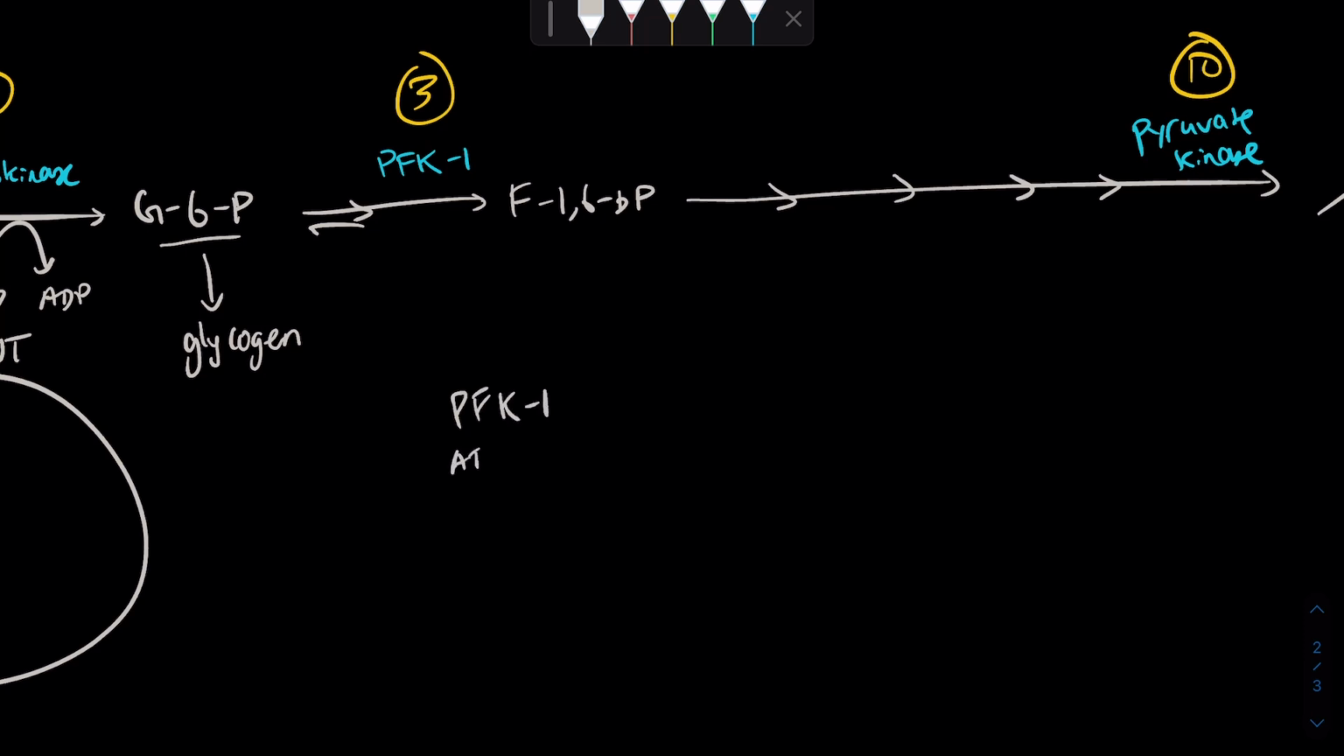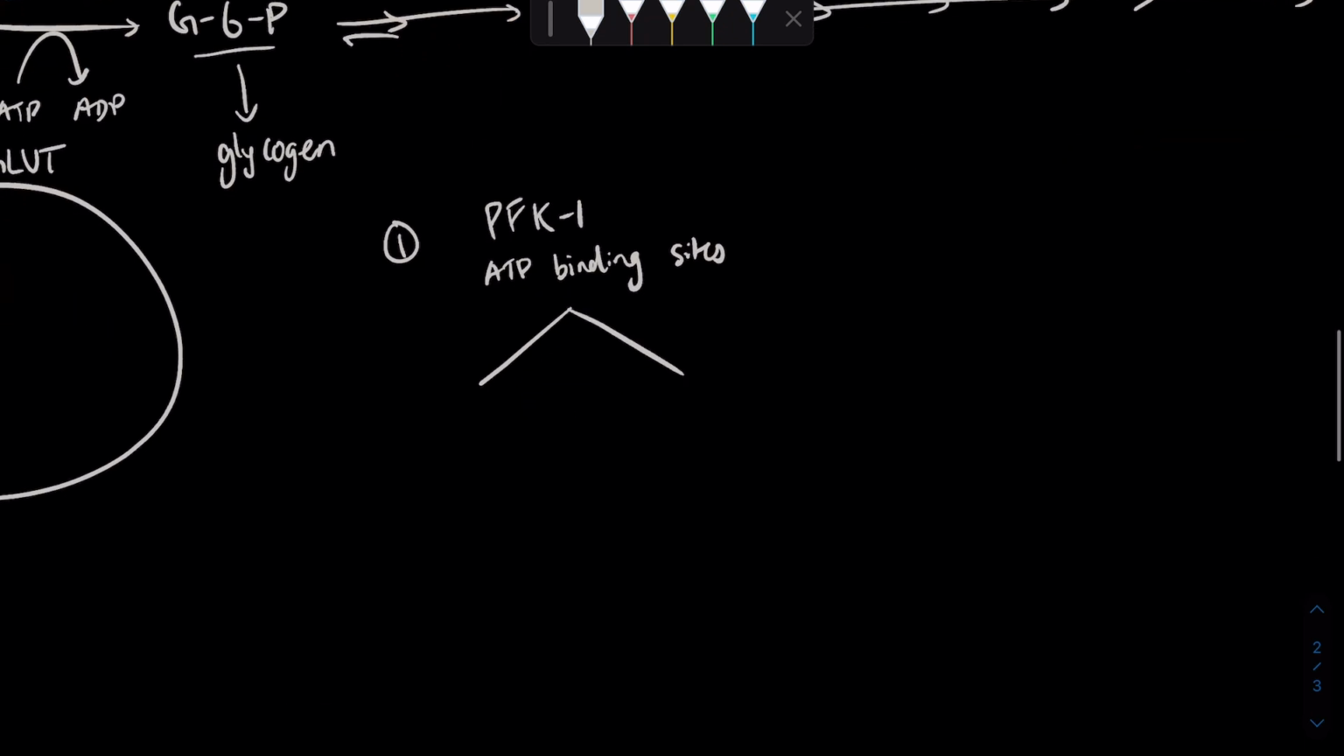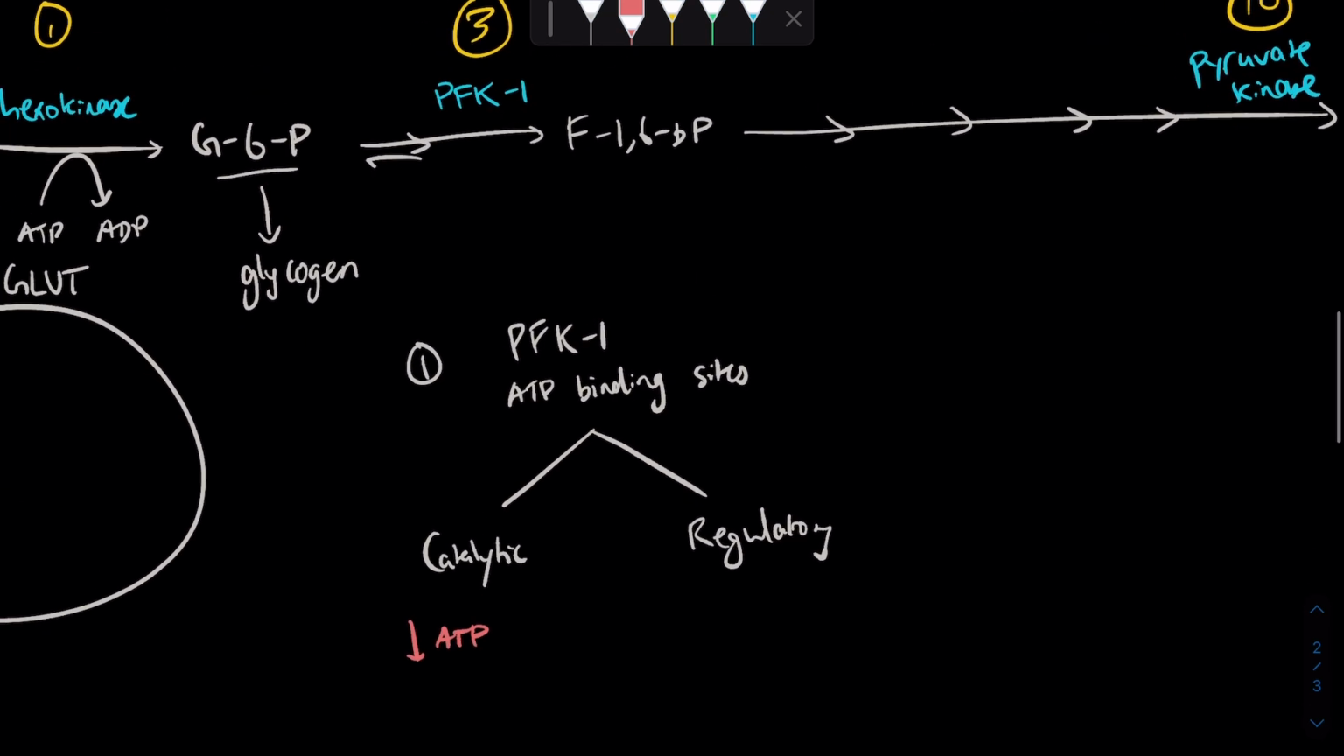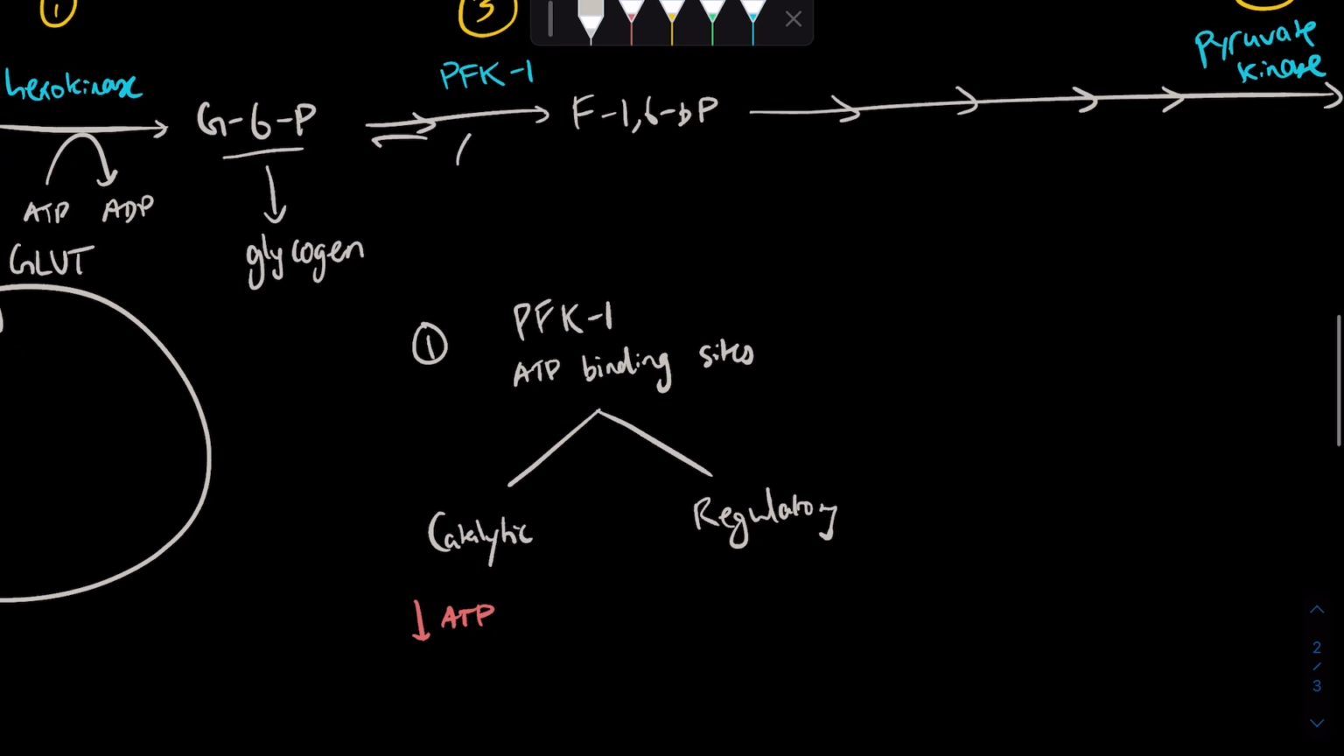PFK1, ATP binding sites. That's the first one. And it has a catalytic site and a regulatory site. When ATP binds to the catalytic site, it's going to lower the activity of PFK1. So this ATP is what's used up by the PFK1 to make F16BP. It's the ATP that actually gets hydrolyzed to come up with a second phosphate to add on.